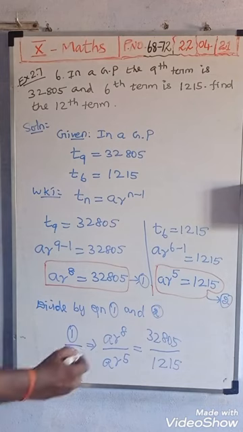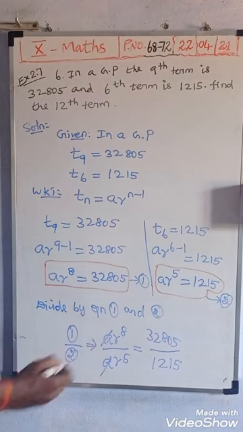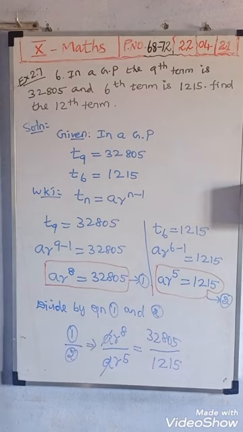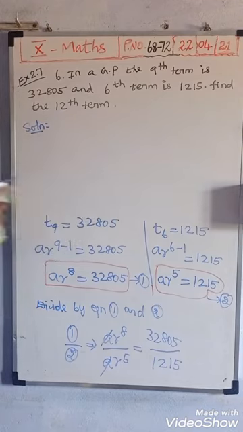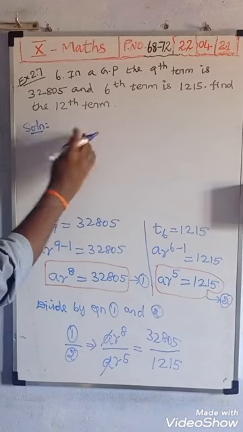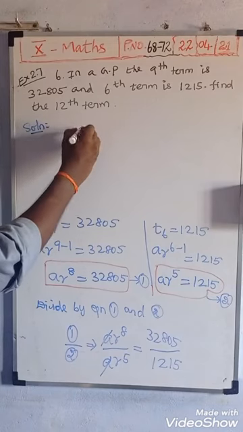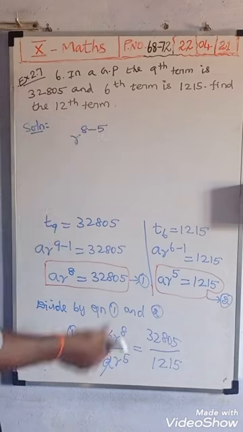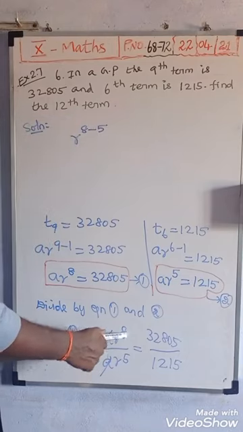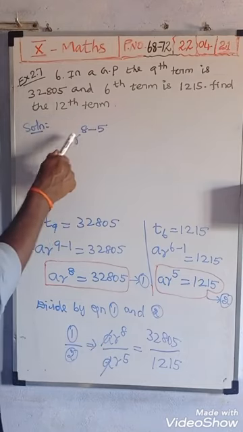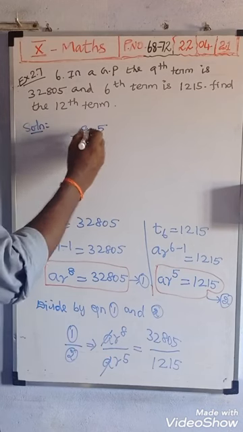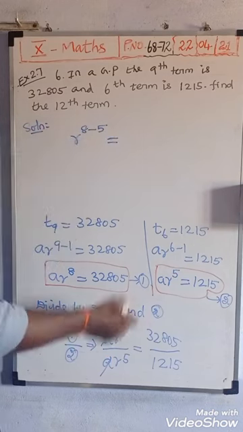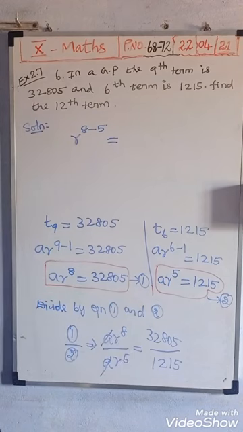Now here a cancels. Here only the power remains. Base is equal, powers we want to subtract. Power you should subtract, means a cancels, so on the left hand side r power 8 minus 5 we will get. A power m divided by a power n is a power m minus n, the power formula. So 8 minus 5.